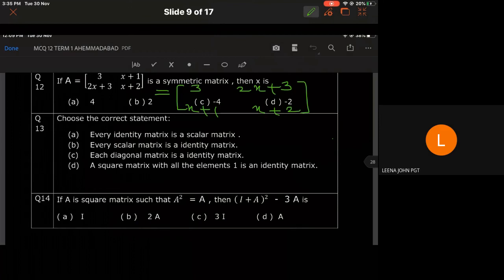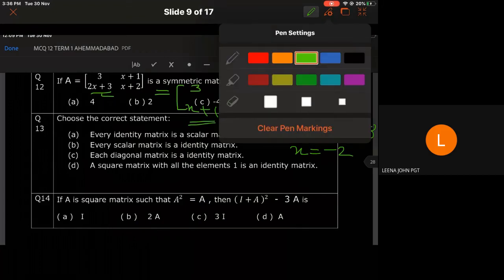So 3 equal to 3, and you will get what? x plus 1 equal to 2x plus 3. So from there what you will get? x equal to minus 2. And the other one you can check also. x plus 1 equal to x plus 3x. So x equal to minus 2, that is D is the answer.